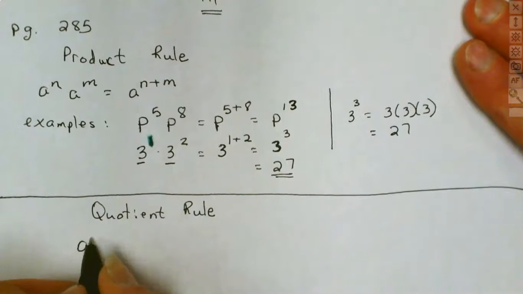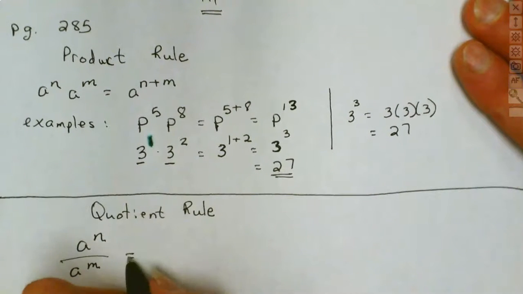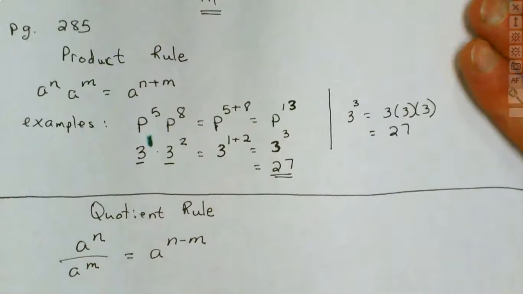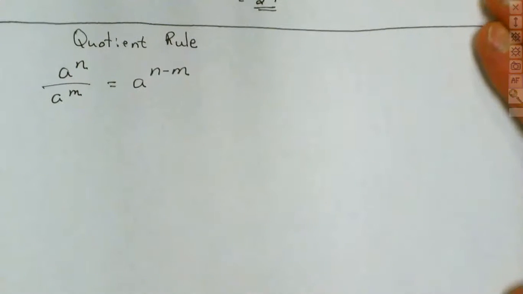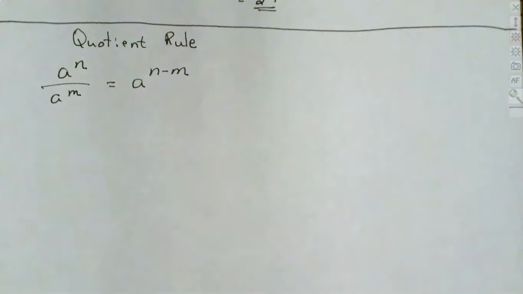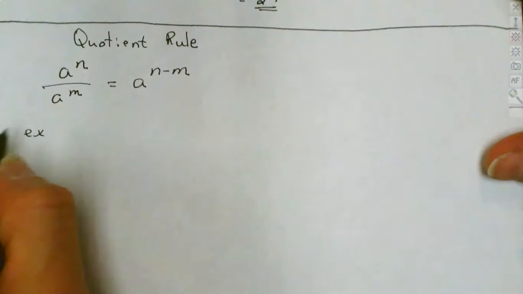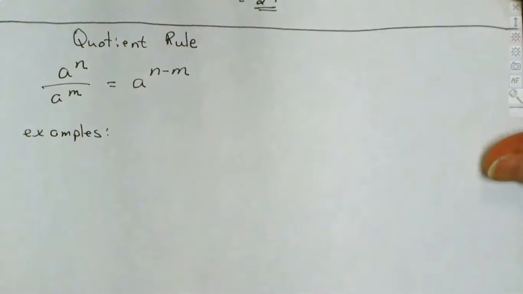So if we have a to the n over a to the m, that's the same as a to the n minus m. So when we have our quotient rule, we're dividing and we subtract, because subtraction is the opposite of addition. So let's now look at a few examples of the quotient rule. So when we divide, we subtract.